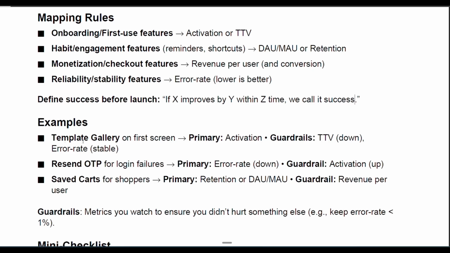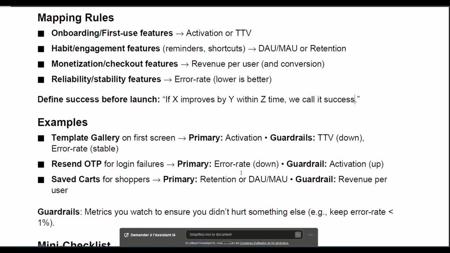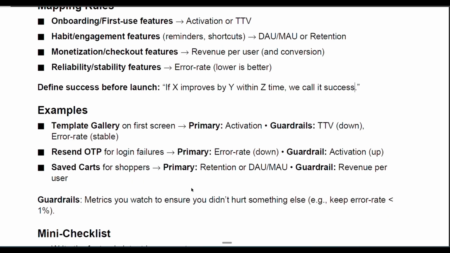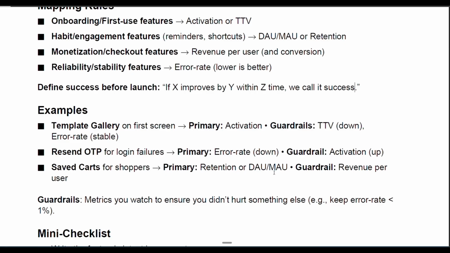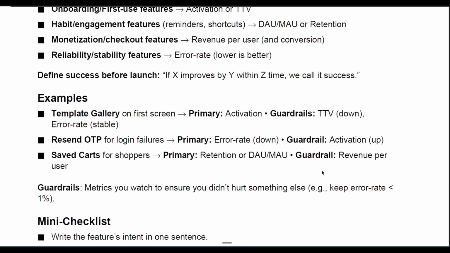So, some of the examples here. The template gallery on first screen, the primary, like I said, could be activation, and the guardrails could be time to value, which is down, or the error rate, which is stable or down. Reset OTP for login failure. So the primary KPI should be error rate, and the guardrail could be activation, which is up because now people don't have to reset the OTP after. Saved cart for shoppers. So the retention or the daily active or monthly users are up, and the guardrail is revenue per user is also up, right? Because yeah, people are able to save the carts.